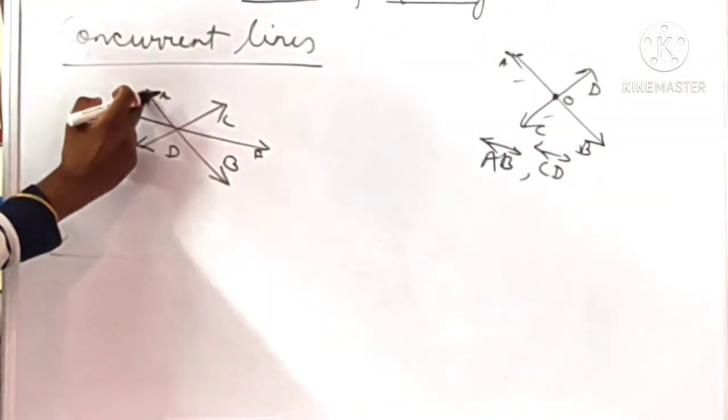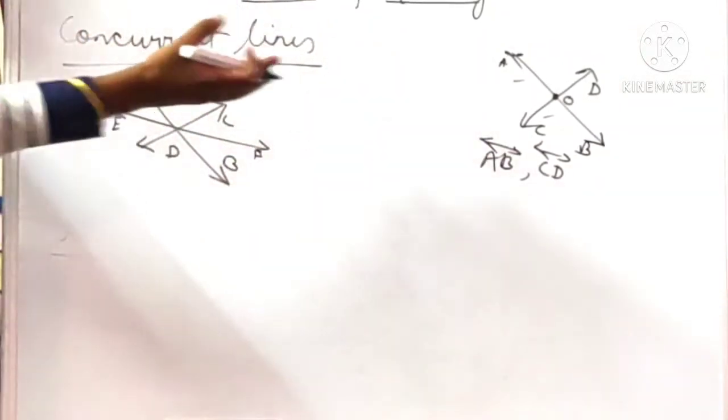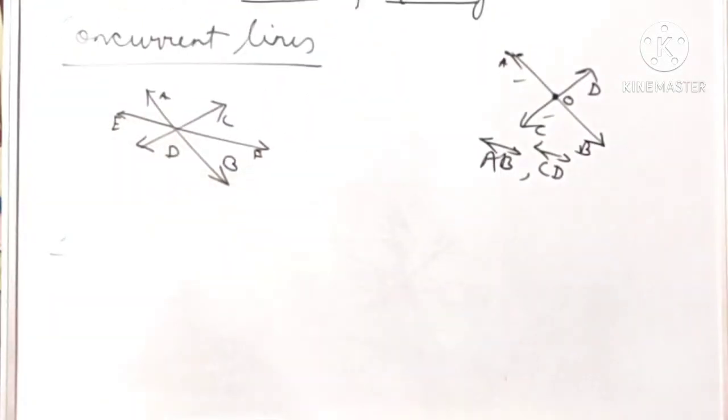They will be said as intersecting lines. But here if they are having three lines or more than three lines, then they will be only said as what? Concurrent lines. Okay. And the point where they are intersecting each other, they will be again said as what? The point of intersection. So I think you have got the idea of concurrent lines.